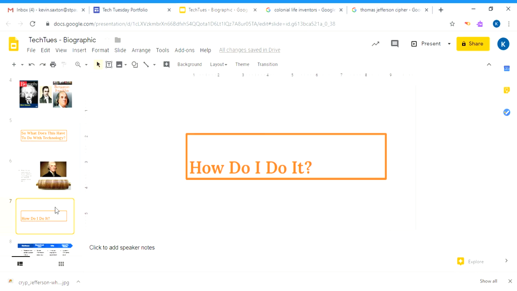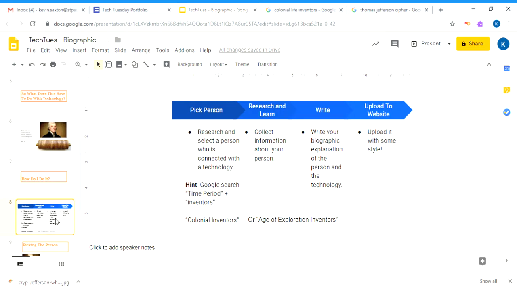So let's talk about you. How do you do this? 4 easy steps. In all the other examples, we're focusing on a technology first. But for this one, you're going to want to shift your research into a technology and a person. So what I did was I typed into Google my time period and the word inventors. For example, colonial inventors or age of exploration inventors.